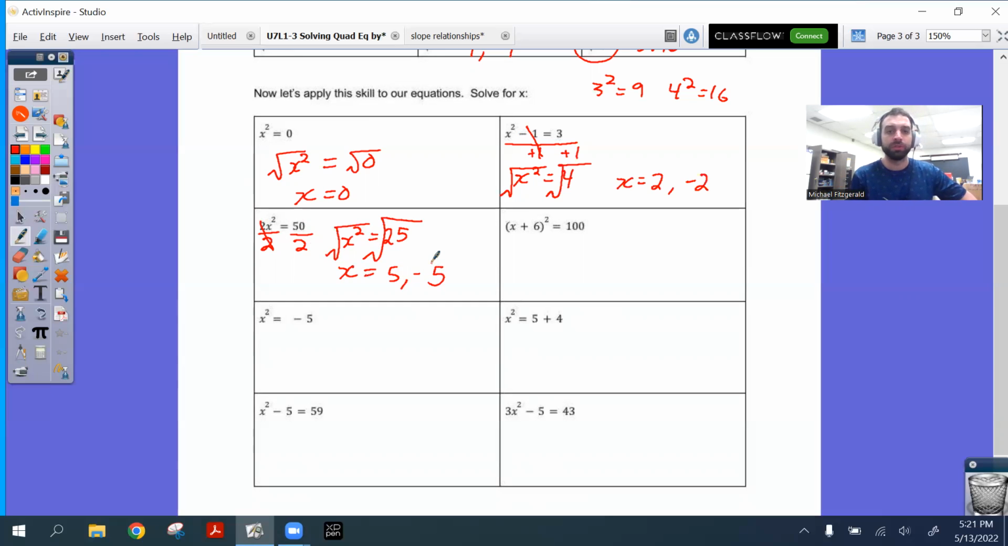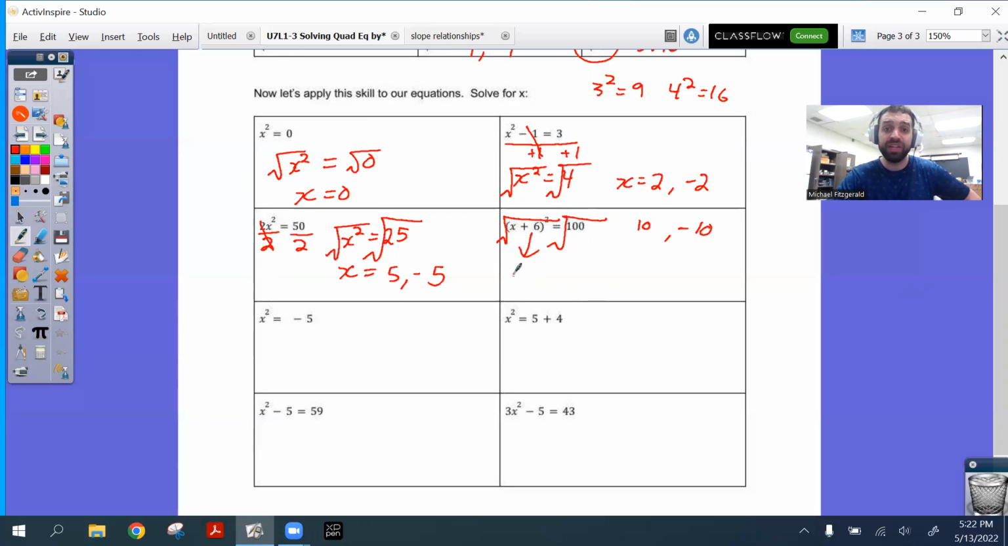We're going to do a couple more. This one here is a bit tricky because we see some other stuff with the x, but everything on this left side is being squared. So we can easily just square root it. If we're taking a square root, we typically want to isolate what's being squared. In this case, everything on the left side is being squared. So we're going to square root both sides. So when you take the square root of 100, we get 10 and negative 10.